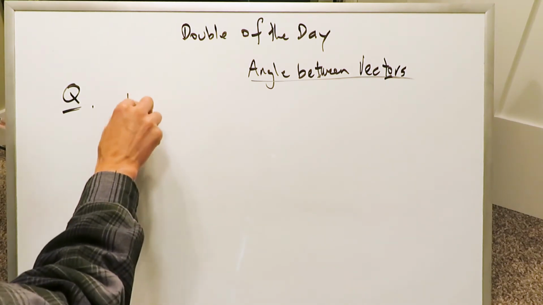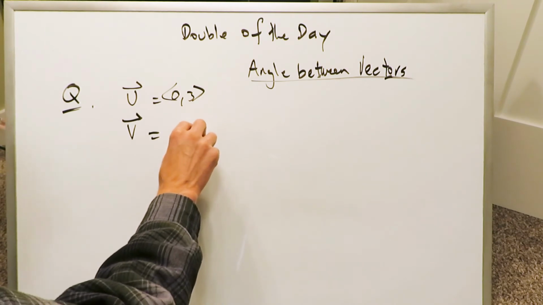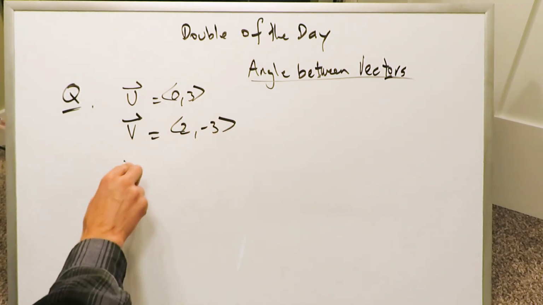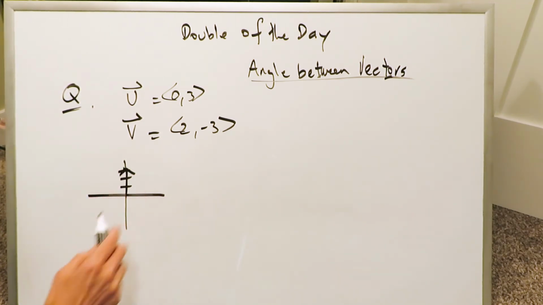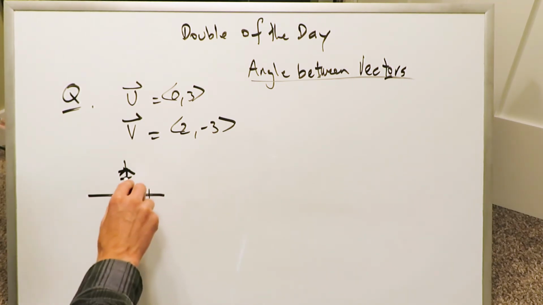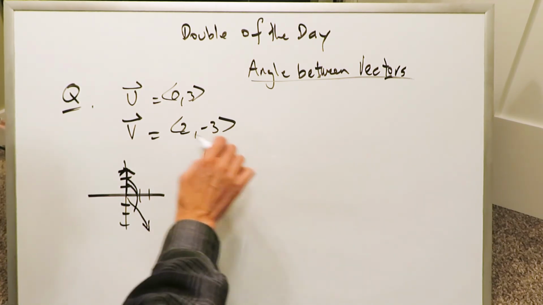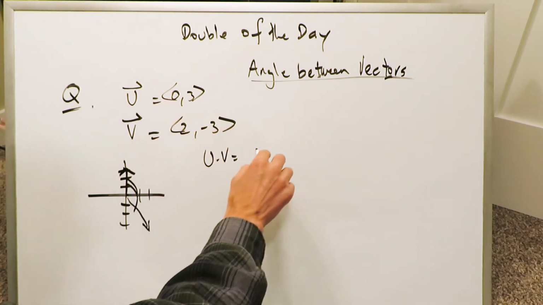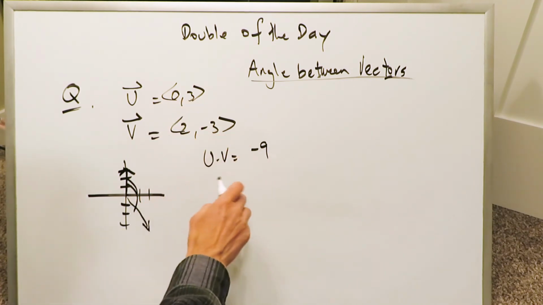Our second question is this: vector u is equal to 0, 3. Vector v is equal to 2, minus 3. We have to find the angle between these two vectors. Let's plot it out. 0 comma 3 is right here, a vector right here, and 2 comma minus 3 is a vector right over here. We have to find this angle right over here. Well, let's find the dot product, u times v. This times this plus that times that. 0 plus minus 9, we're getting a minus 9, right? 0 times 2 is a 0, plus 3 times minus 3 is a minus 9.